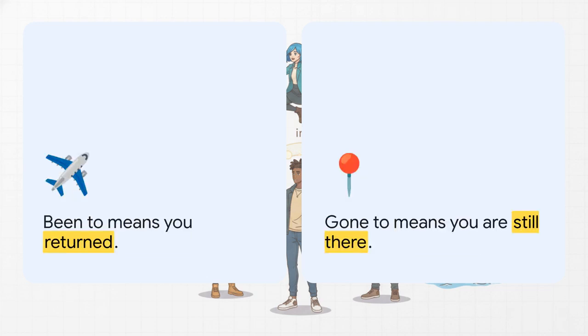Now, what's really fascinating about this one is the vast difference in meaning between having a life experience and your current physical state. On the left, she's been to Italy. This means she went there and she has already returned. She has the life experience of visiting that place. Now look at the right. She's gone to Italy. This means she traveled there and is still physically remaining in that location right now. It's a tiny word switch, but it completely changes the reality of where that person actually is.